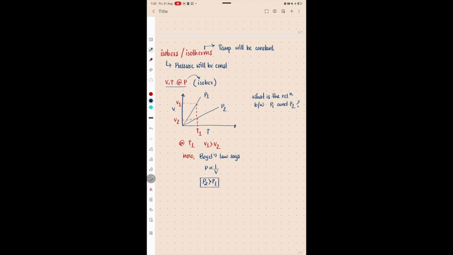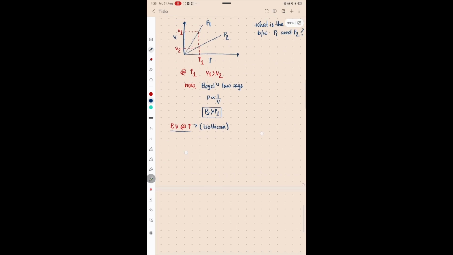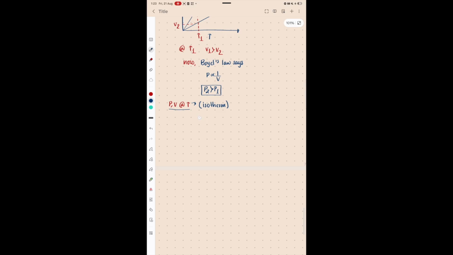Okay, now coming to our next thing. Let's say I want to plot a graph between pressure and volume at constant temperature, right? So what will this be called now? This will be called an isotherm, right? Because the temperature is constant. Isotherm.